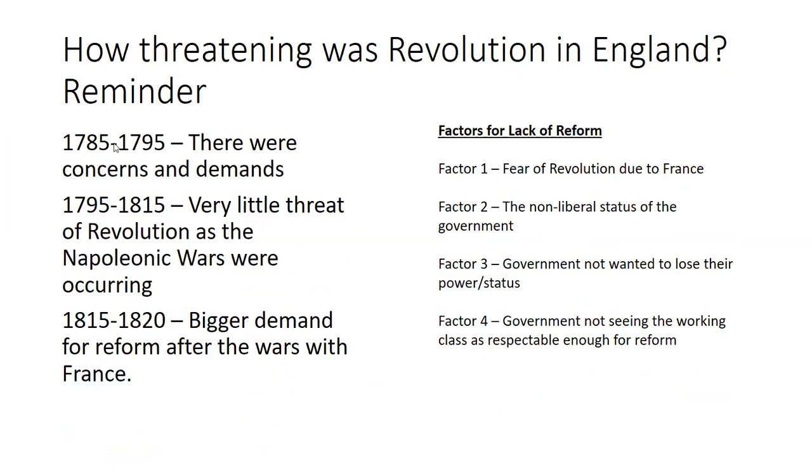Now, 1785 to 1795, there were concerns and demands. These concerns and demands were driven by what happened in France with the revolution. 1795 to 1815, there was less threat of revolution to the government because of the Napoleonic Wars, because we were at war with France. And in 1815 to 1820, after the Napoleonic Wars had finished, there was a much bigger demand for reform, and that's where you had some of the more significant events, such as Peterloo. So that's a good overview of looking at the dates in question.